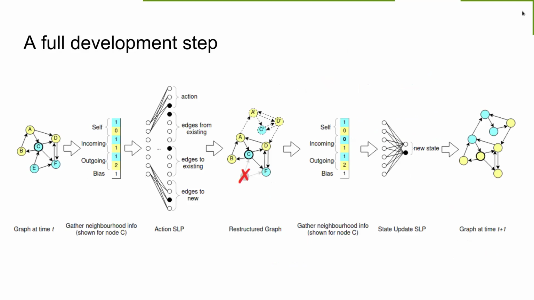So that's what a full developmental step looks like. You have your starting graph, you take the neighborhood information vector at each node, you update the graph structure, and then finally you update all the node states. So you can see in this example that nodes A, C, and D all chose to divide and keep some of those connections between them.